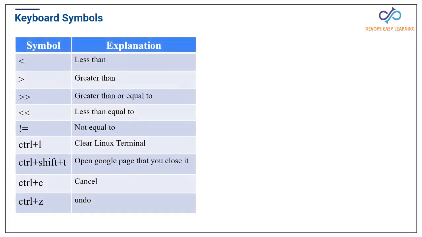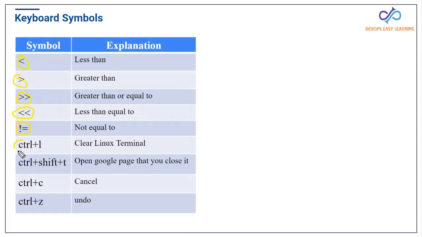Now, another one here is the less than or greater than. Normally, when you are in IT, especially in Linux or any programming language, when you want to compare something, you can use this symbol called less than. This is the less than keyword. The less than, the greater than, the greater than or equal to, the less than or equal to, if you want to check if something is not equal to.